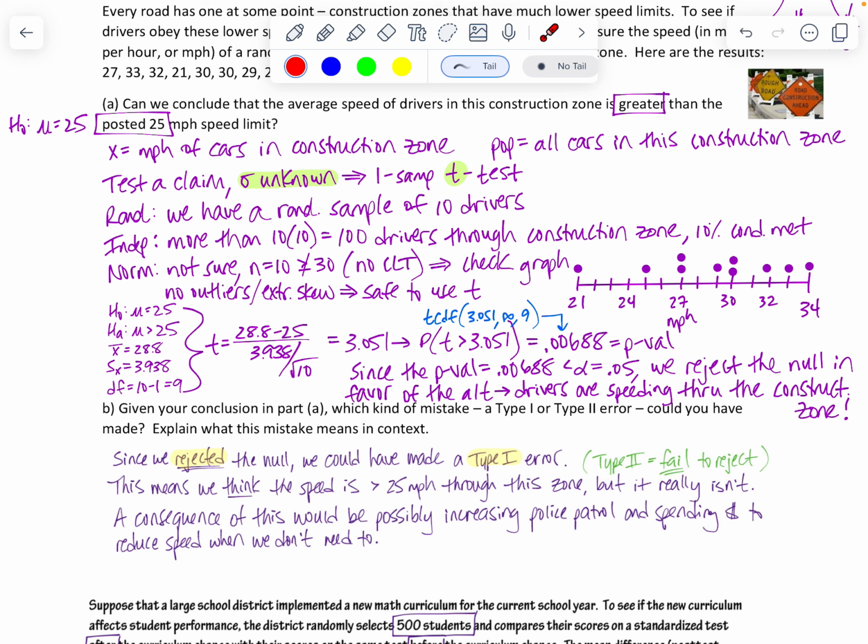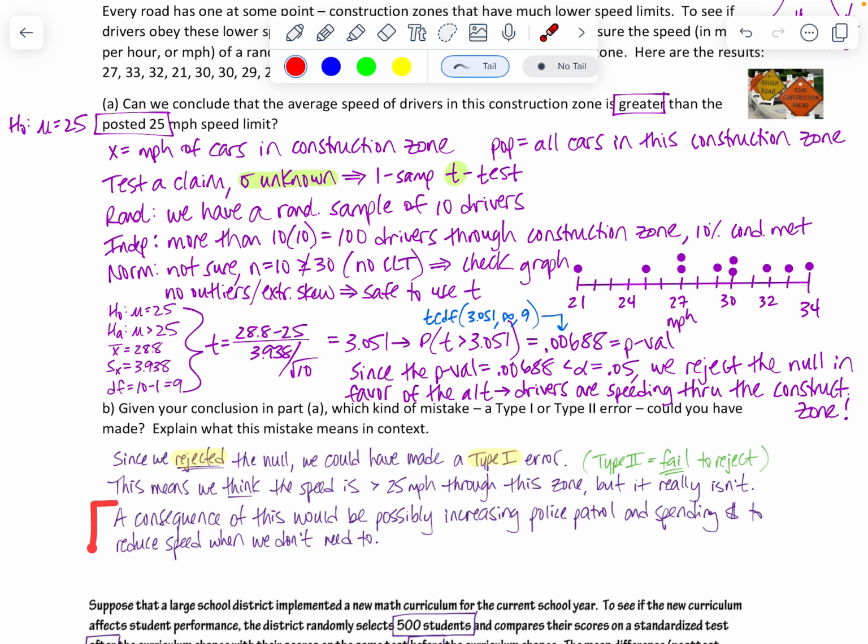And so what that means is if we rejected and we believe this, but that's an error, that means we think people are speeding, but they're actually not. Can you fill those words into the blank of the sentence? We think that this average speed is greater than 25 miles an hour in the zone, but it really isn't. And do you think you could come up with a consequence there? A consequence of this would be, maybe you're going to tell more police officers to go clock people there and write tickets, even though it's unnecessary, because actually we made an error and the speed limit is not greater than 25.